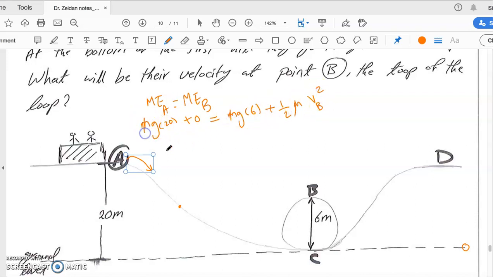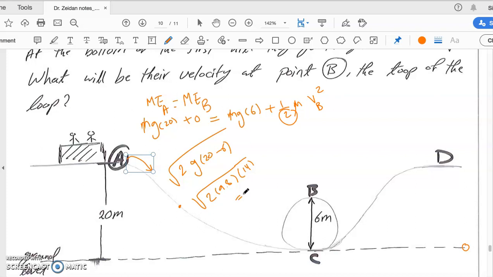Can you see that m really doesn't matter? We don't have to know the mass of the object. So what is vB square? You can say that it is g times 20 minus 6, which is all multiplied by 2, right? And we want the square root for that. So if you say this is 2 times 9.8 times 20 minus 6, which is 14, and let's see the answer for that.